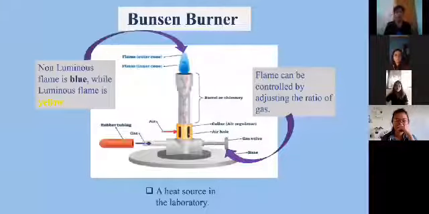So first is the Bunsen burner. The Bunsen burner is used to create a single continuous flame by carefully combining gas and air. The experimenter can control the intensity, temperature, and size of the flame by manually adjusting the ratio of gas to air that is combined together. The color of the non-luminous flame is blue, while the color of the luminous flame is yellow.